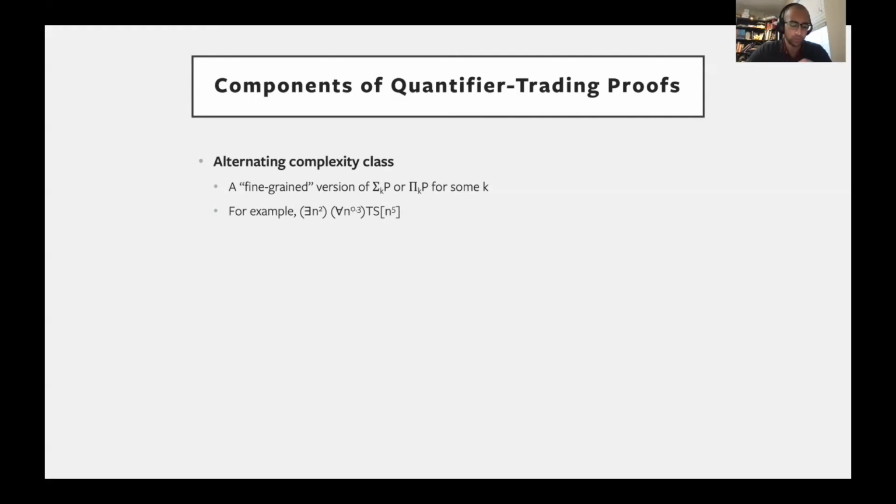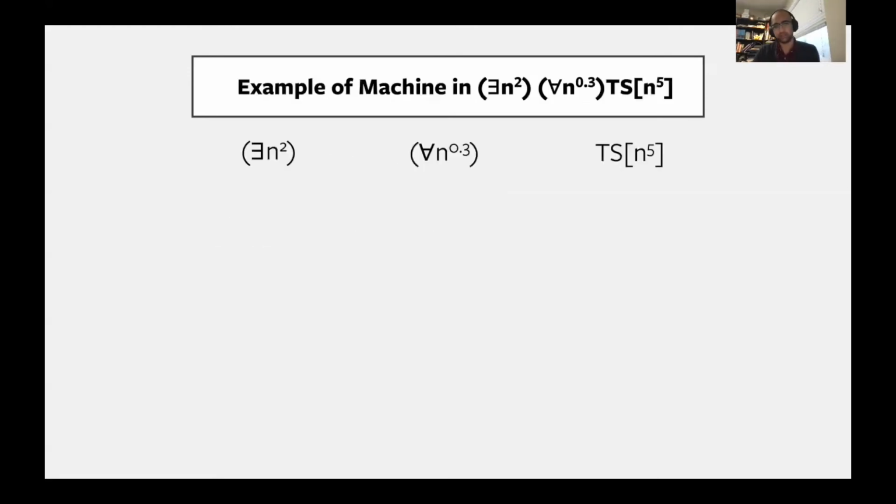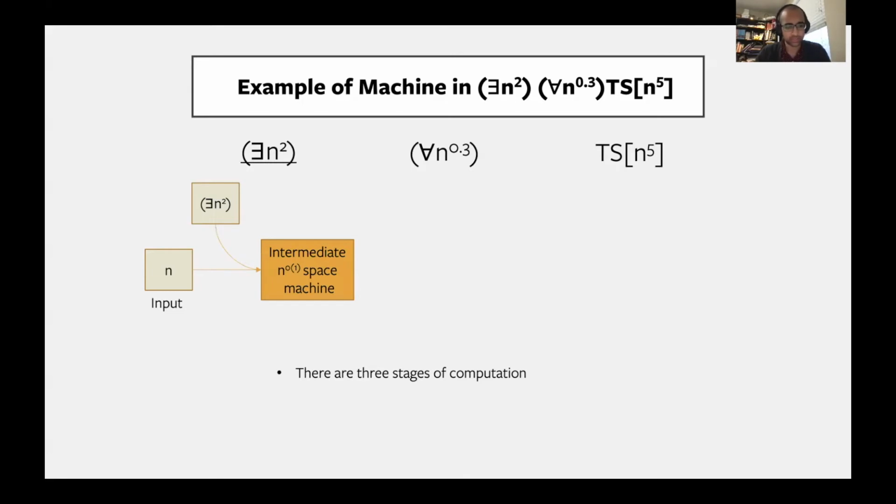But we want to be precise about how exactly this works. So let's give an example of a machine in the class exists n squared, for all n to the 0.3, TS n to the fifth. On an n-bit input, there are three stages of computation. The first is that we guess a length n squared string, and then feed the input and our guessed n squared bit string into an intermediate small space machine. The output of the intermediate machine then goes to another intermediate machine along with the guess from the second quantifier. The output of the second quantifier has to be of length n to the 0.3. So the exponents are essentially telling us how large the guesses are.